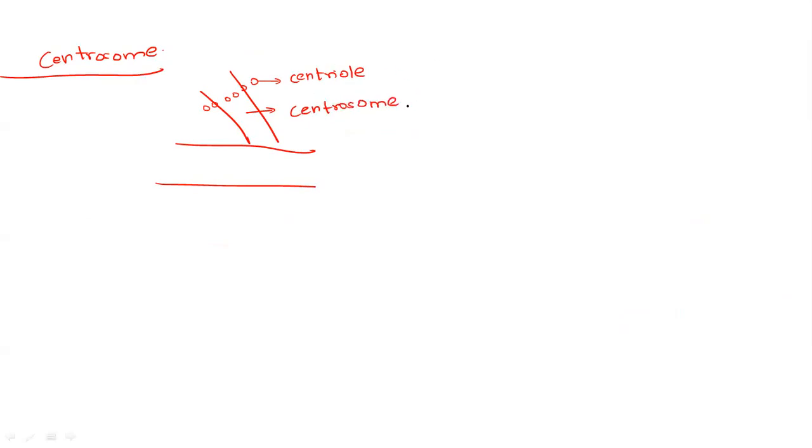So what is a centrosome? It is nothing but an organelle containing 2 cylindrical structures, and they are called centrioles. They are surrounded by pericentriolar membranes.